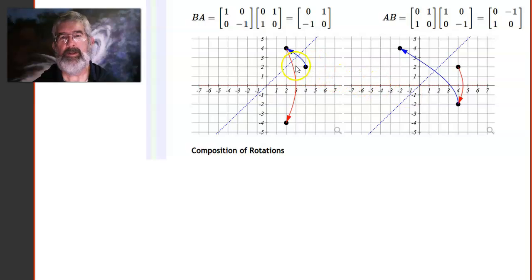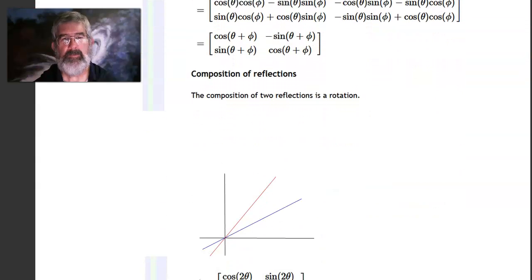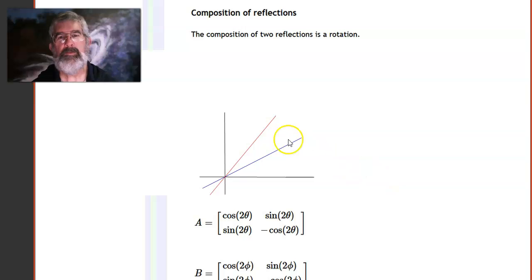Now, reflections, on the other hand, are not commutative, as we saw up here, right? We saw that doing these reflections, starting here, going down and up, or going up and down, we end up in different places. However, there is something we can say about those reflections. The composition of two reflections is a rotation.